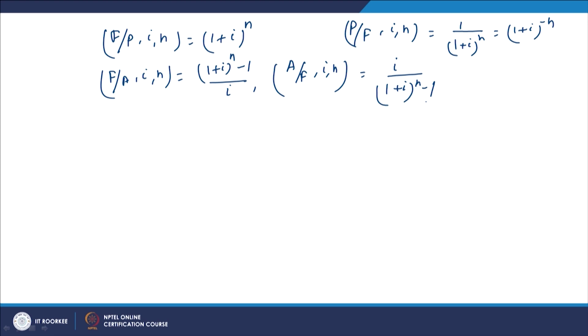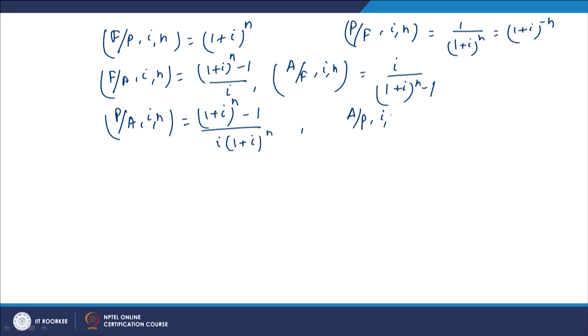So similarly, you have P by A, i, n, and that was ((1 plus i)^n minus 1) upon i into (1 plus i)^n, and similarly A by P, i, n, it was i into (1 plus i)^n divided by ((1 plus i)^n minus 1).